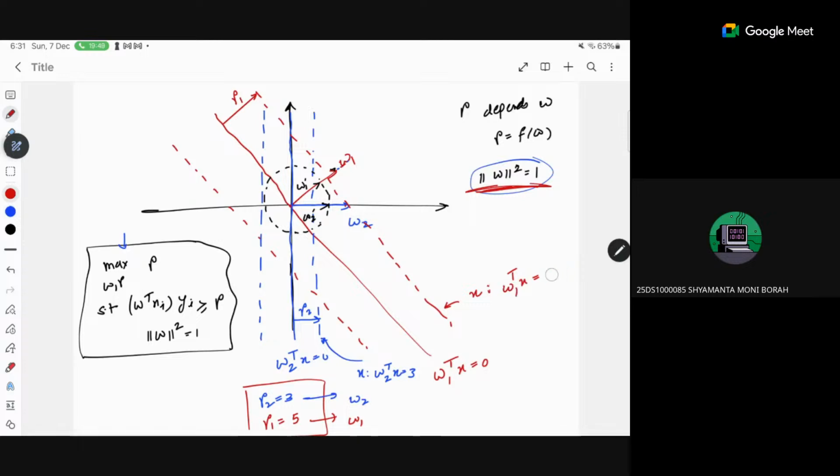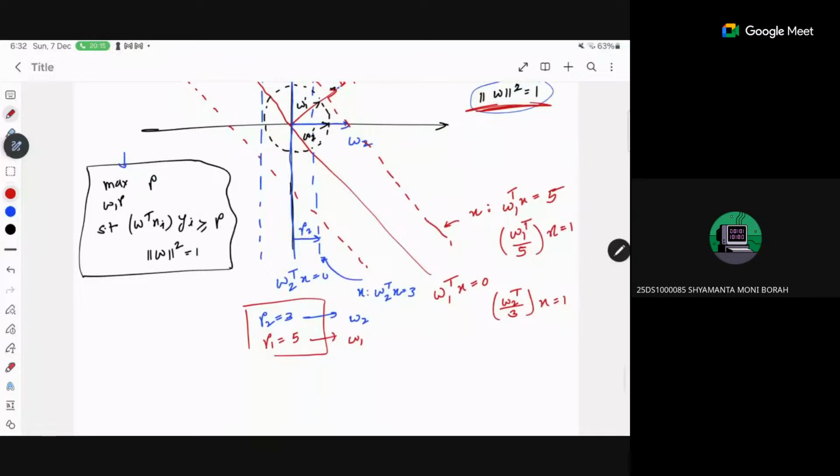And how do we do that? We just divide it by 5 here and make it a unit gamma. Then here, what will happen to this problem? It will become W2 transpose by 3 times x equal to 1. Is that fine? Now I can compare, right? Because here x and x are the same, 1 and 1 are the same. Now I can compare this W1 to W2, and after comparison, I can choose which one is the better W.